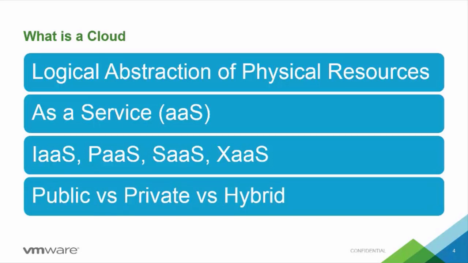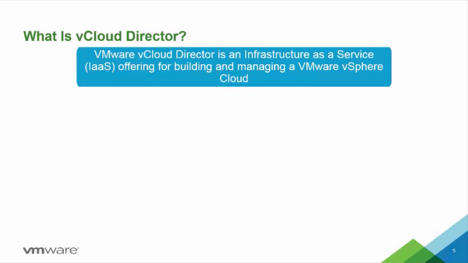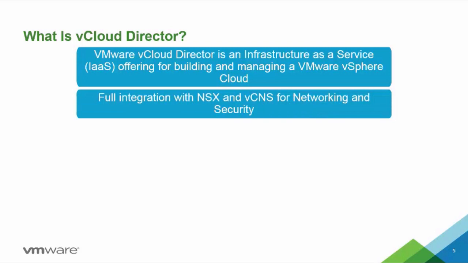And then a hybrid is a mix and match of both of those. So now that we know what a cloud is, what is a vCloud Director? As I touched upon earlier, vCloud Director is an infrastructure as a service offering, and what we're using it for is to build and manage a VMware vSphere cloud. It has full integration with products called NSX and vCNS for networking and security.